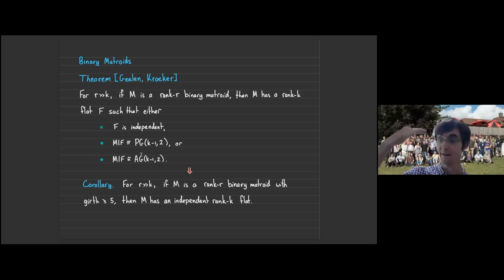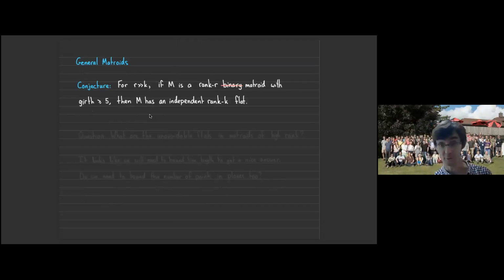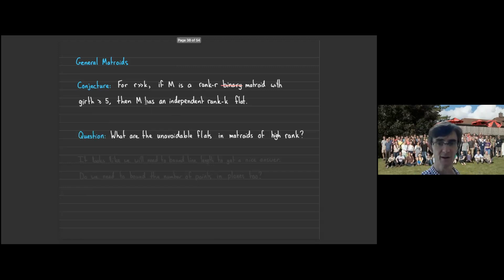So it's not like there's a hierarchy of obstructions. You have obstructions for 2 and 3, and then that's that. And then the obstructions for 2 and 3 are also obstructions for everything higher. And this conjecture is saying that that sort of behavior is true for matroids in general. So I really like that conjecture. So this is describing what's going on for matroids with girth at least 5, but now what about general matroids? Can we say something about the unavoidable flats in general?